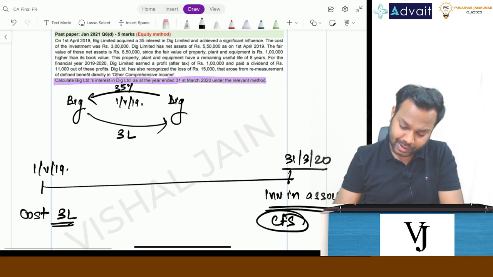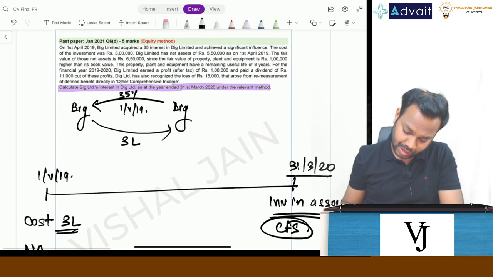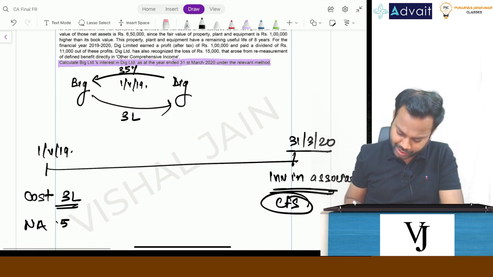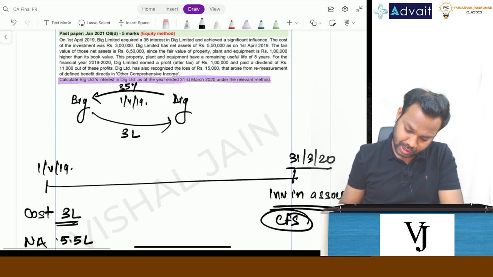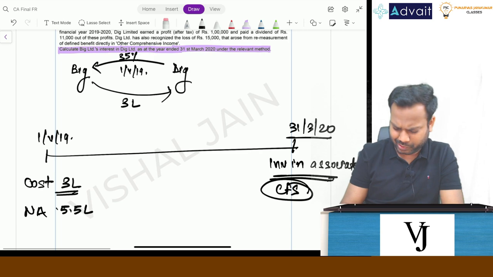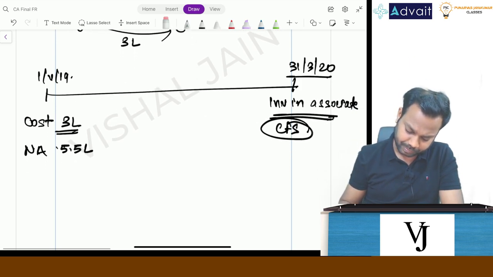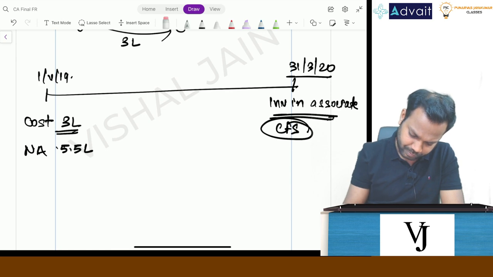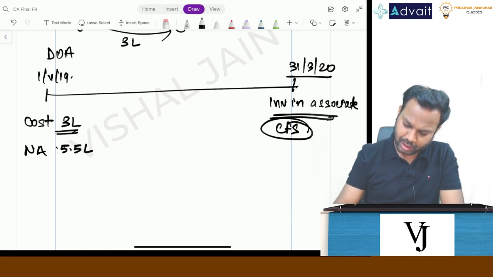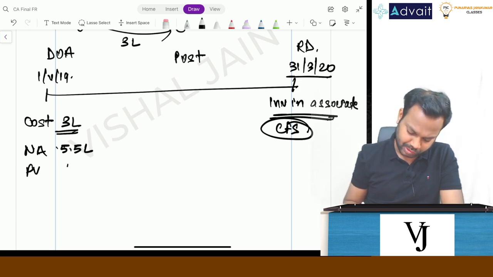Dig Limited has net assets of 550,000 on 1st April 19. It says Dig Limited had net assets of 5.5 lakh here. The fair value of the net assets was 6.5 lakh. So I'm not concerned about this carrying amount. I'm concerned more about this one, the fair value. So I will write here, on the date of acquisition, this is reporting date, this is post period, right? So fair value adjustment is 1 lakh.